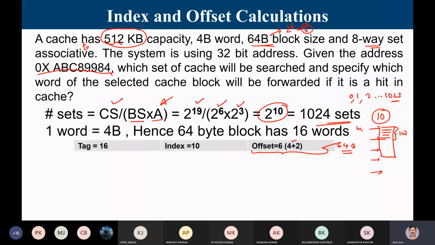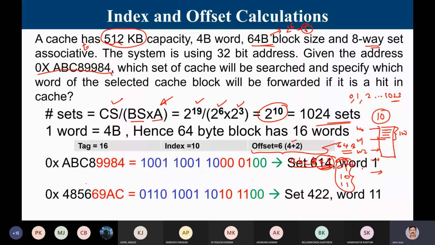Whatever the 6 bits are, let's say A, B, C, D, and so on, the last 2 bits of the offset are the bytes within a word. So ABCD is your word number, and these 2 bits are don't care. If you put 00, that is the first byte, then 01, 10, and 11. These are the 4 bytes of a word.